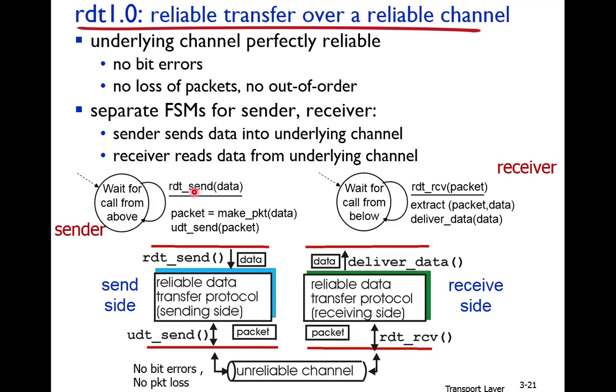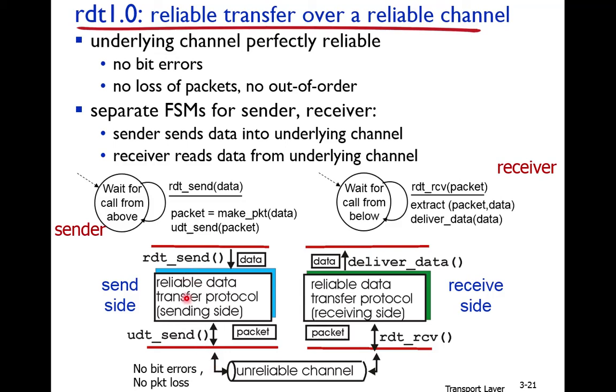When the RDT send function is called by the application layer, this event happens, so what should the transport layer do? Since the transport layer does nothing because the underlying channel is perfectly reliable, with no bit error, no packet loss, and no out of order, it only makes the packets. It arranges the data into packets, and then sends the packets to the underlying channel.